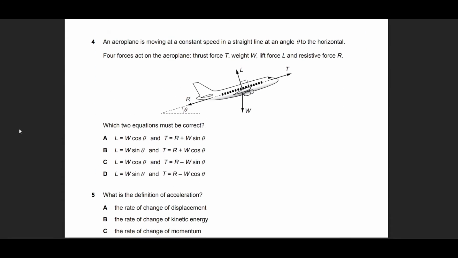Question number 4 is based on the vector components. He says that everything is almost in equilibrium, right? It's moving at a constant speed, which means all the forward components are equal to all the backward components.